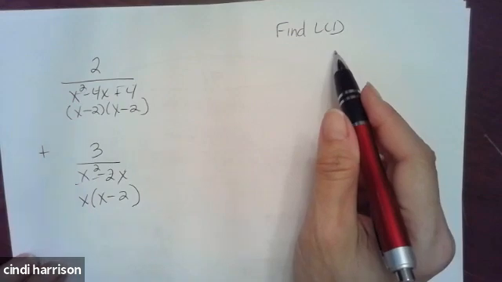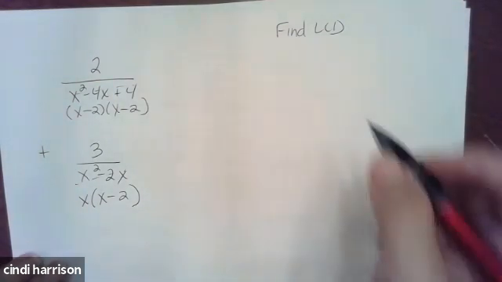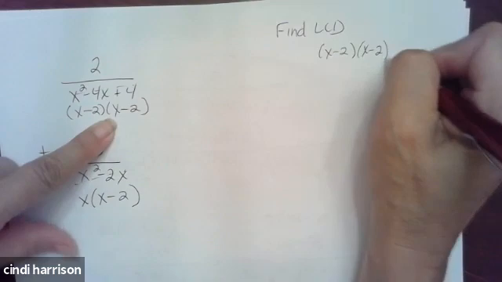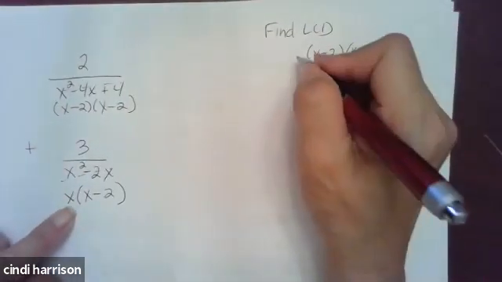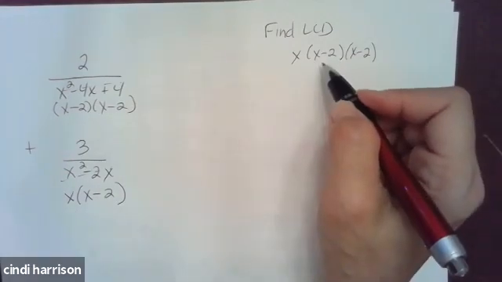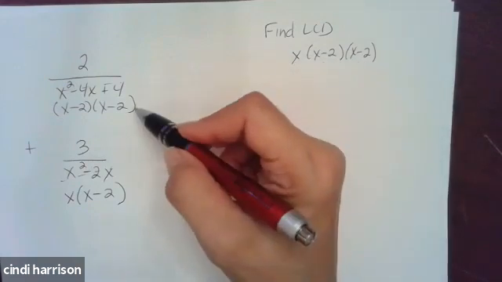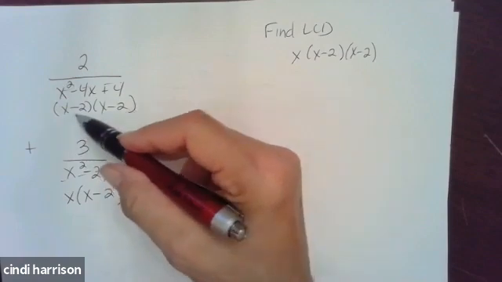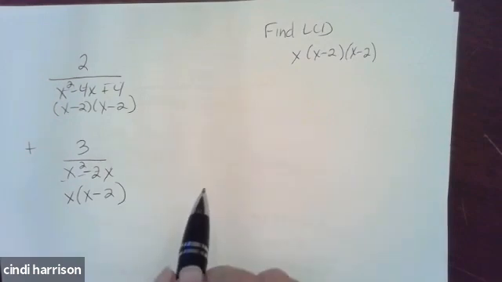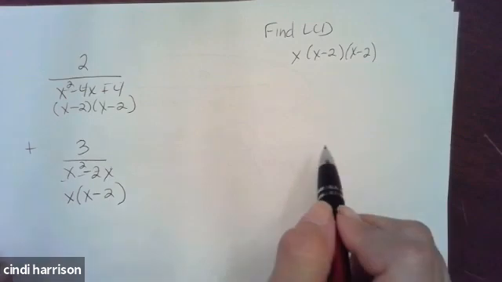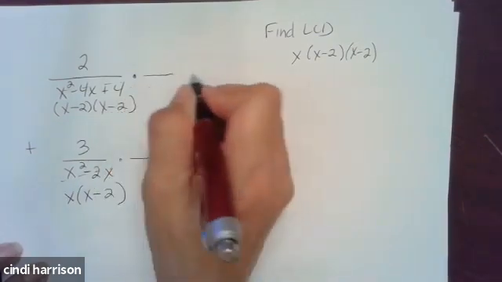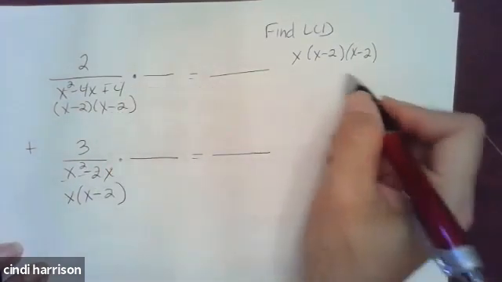So our LCD has to contain every factor from every denominator. So we need x minus 2 again, and then an x, and then we see another x minus 2. So you have to think about the rule. You only repeat a factor if it's repeated in a single denominator. So that's why I knew to list it twice. But I don't need it 3 times because here it just appears once. So you repeat a factor as many times as it appears in a single denominator. All right, so now we're going to set up what we need to find our equivalent fractions that have that denominator.